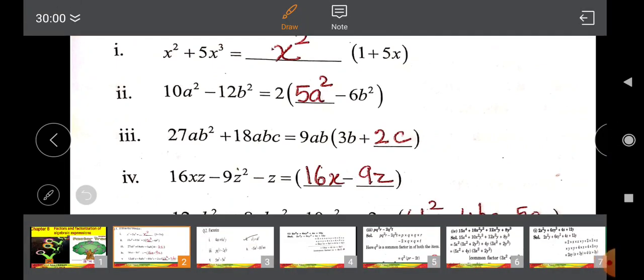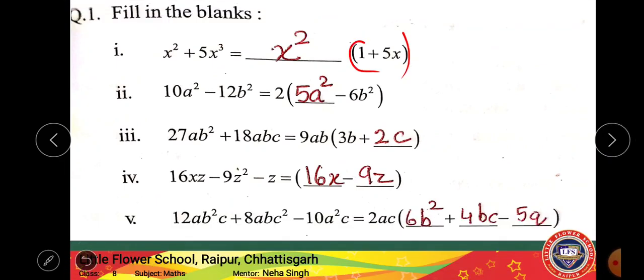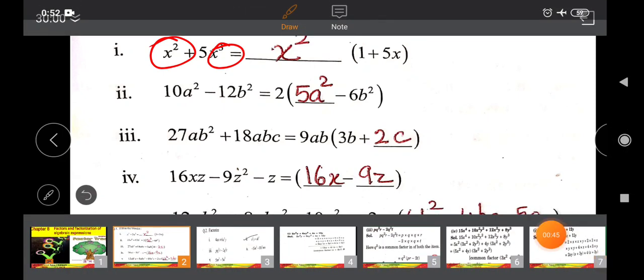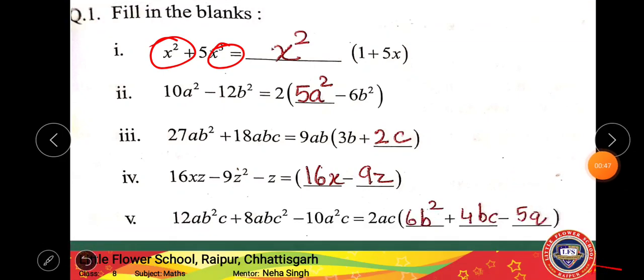What we will do is we will take common, right? Here bracket is given, which means that something has to be taken common from here, right? So what can we take common? See, x is present in both terms, right? And 5 is present in only the second term. We will take common x since it is present in both. So what we have to take common we have found.